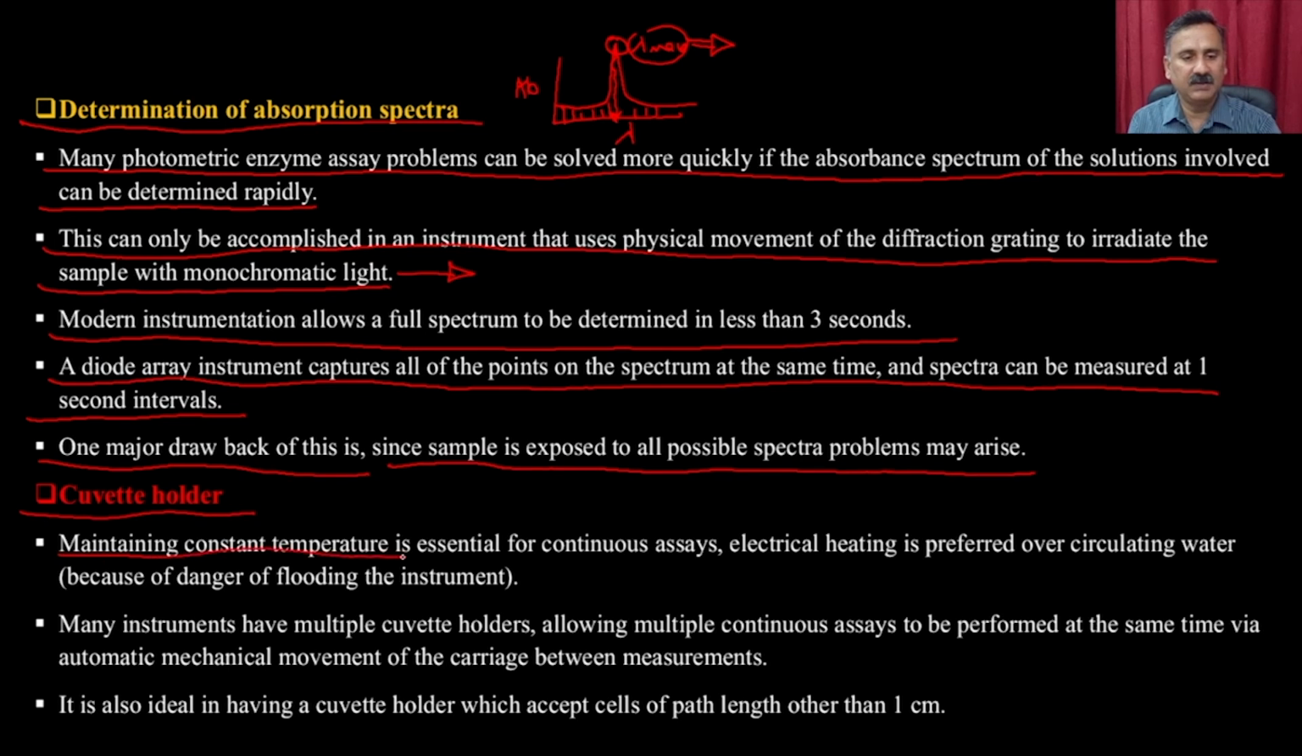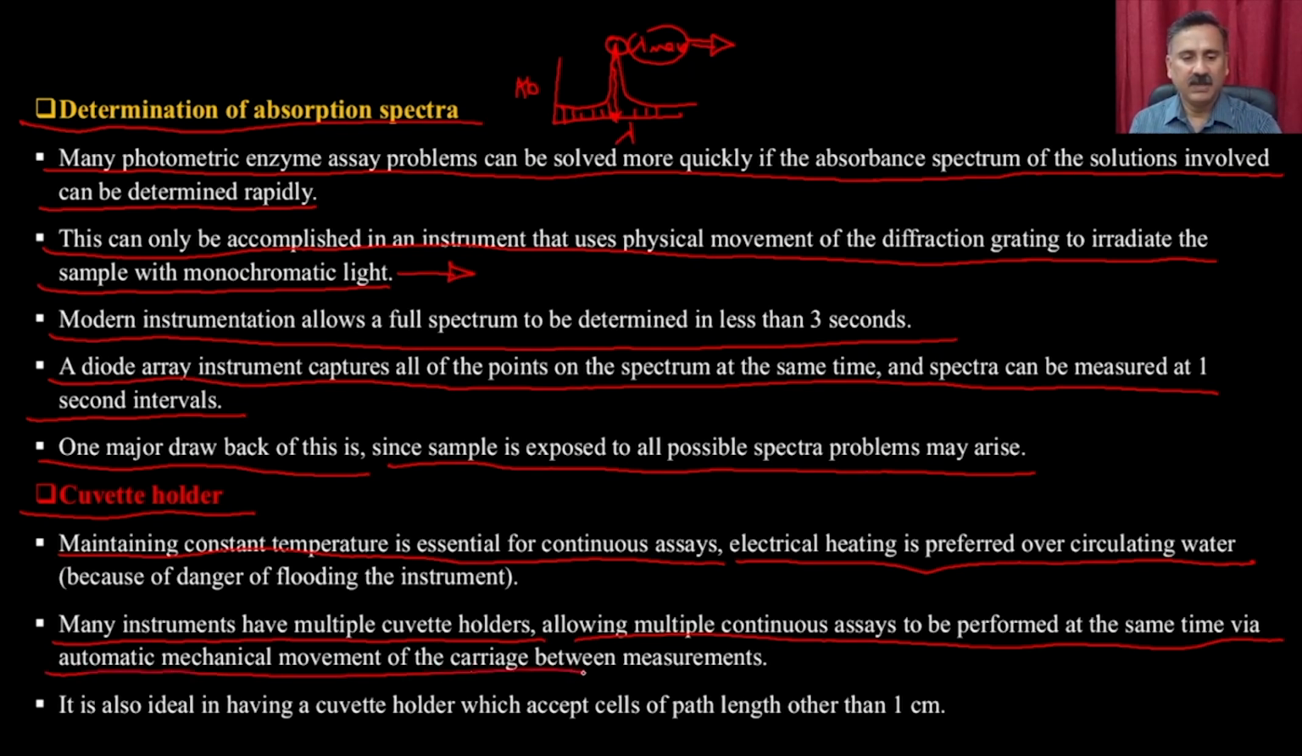Maintaining a constant temperature is essential for the continuous assay. Electrical heating is preferred over a circulatory water bath. This means you can have electrical heating rather than water circulation, because with water circulation the fluctuation is going to be more. Many instruments have multiple cuvette holders, allowing multiple continuous assays to be performed at the same time via automatic mechanical movement of the carriage between the measurements. It is also ideal to have a cuvette holder which accepts cells of a path length other than 1 centimeter.